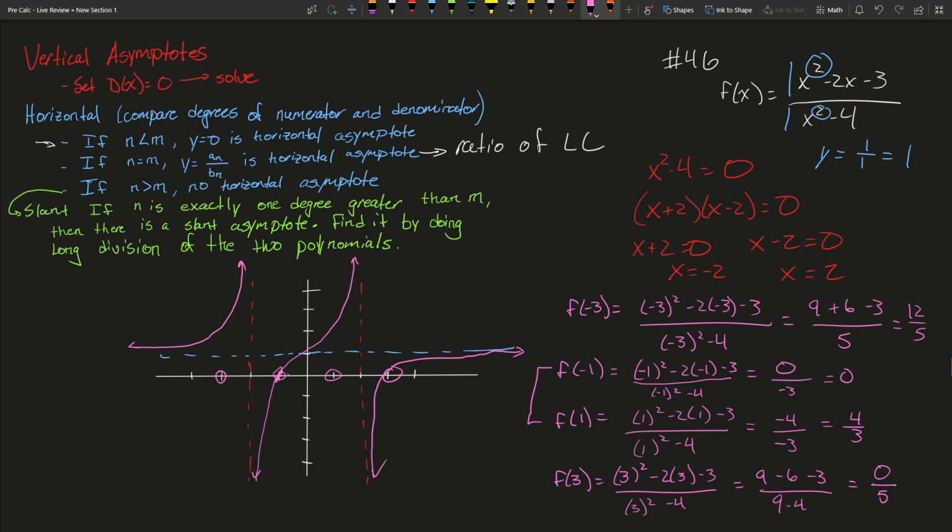Again, I realize this takes a little bit of memorization and a little bit of time, but it should not be difficult. So long as you follow the rules in red, blue, and green, everything else will be easy. Okay, so I want to do one more of these, but with a slant asymptote.